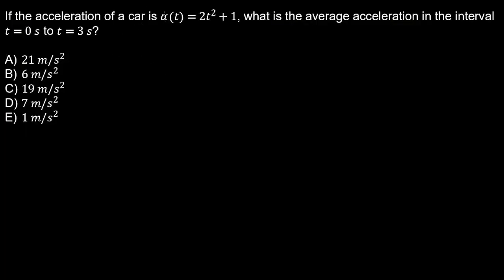If the acceleration of a car is 2t squared plus 1, what is the average acceleration in the interval between t equals 0 and t equals 3 seconds? Well, remember the average acceleration is the change in velocity on the change in time, and recall that the acceleration is the rate of change of velocity with respect to time.